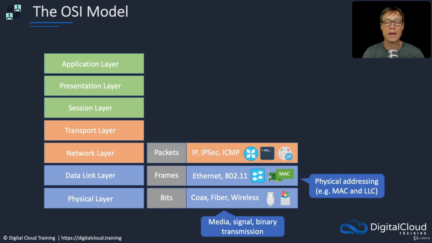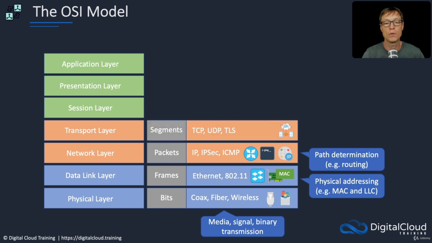We then have packets being sent at layer 3. Here we have Internet Protocol (IP), IP Security (IPsec), and the Internet Control Message Protocol (ICMP), amongst others. So this is where we're actually performing routing. This is where the IP addresses that we use get routed so that we can get to the destination. So remember that path determination is happening here. That's how do I get to a destination, and that's the IP protocol that's being used.